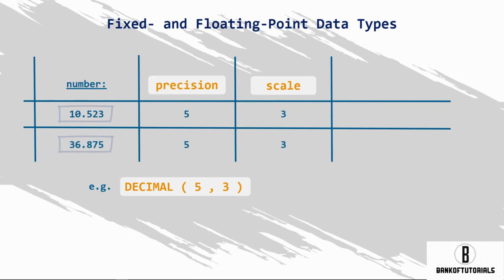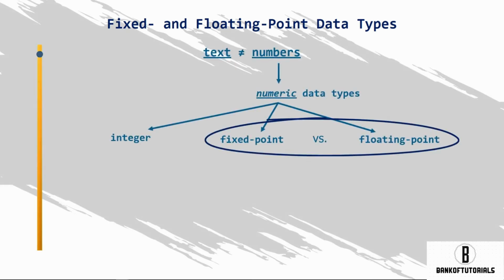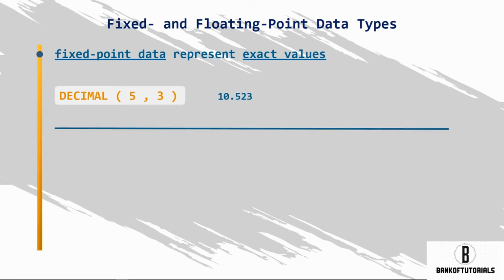Great! The next important distinction to remember is the one between fixed and floating point data types. Fixed point data represent exact values. Decimal is a good example of this type. Decimal 5 and 3 will contain a value with a total of 5 digits, 3 of which will be after the decimal point. Again, 10.523 would fit. Perfect! Here is something interesting. Should you insert only 10.5, SQL will fill up the number with zeros, so 10.5 would automatically become 10.500.